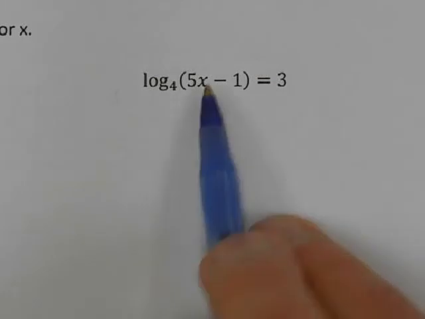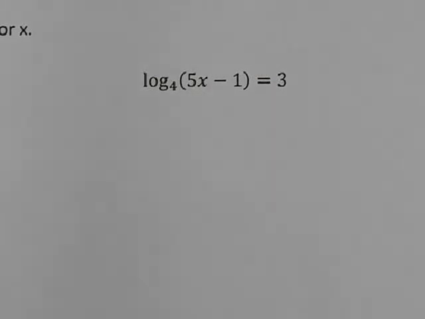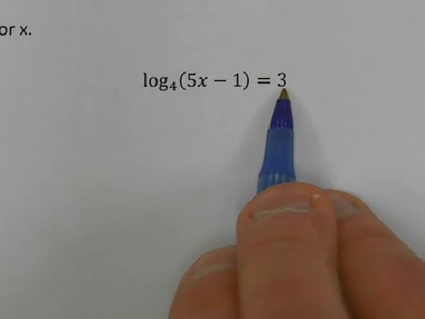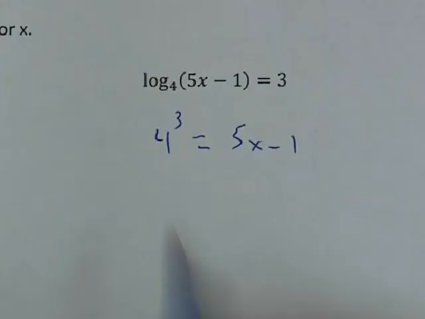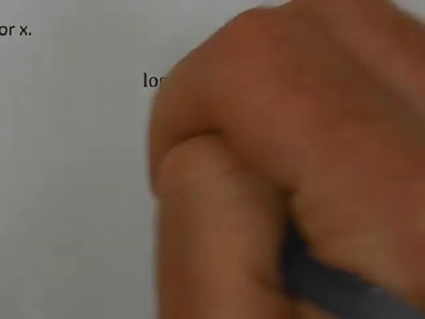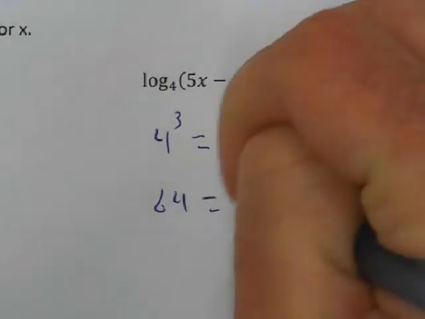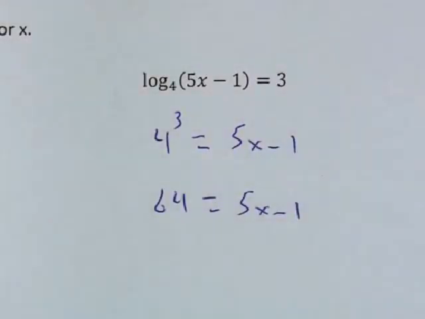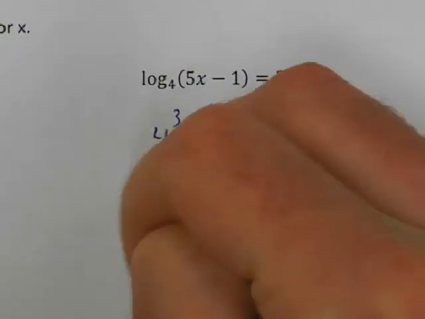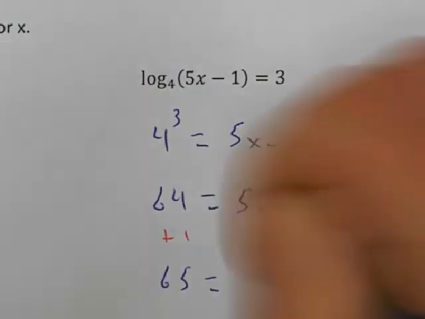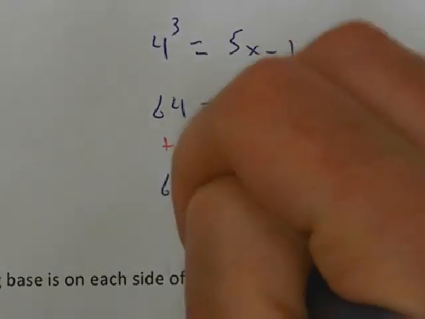Okay, same thing here. It's a binomial with x in it. Who cares? Do it the same exact way. It's my base to my power equals that thing. So we get 4 to the 3rd equals 5x minus 1. Okay, well, let's simplify this first. 4 to the 3rd is 64, so we get 64 equals 5x minus 1. Now I just got a simple algebra problem that we need to solve. So we'll start by adding 1 to both sides. And we get 65 equals 5x. And then if we divide both sides by 5, we get x equals 13.